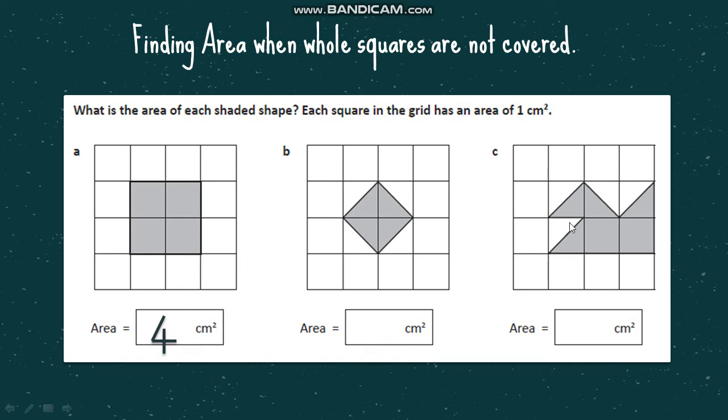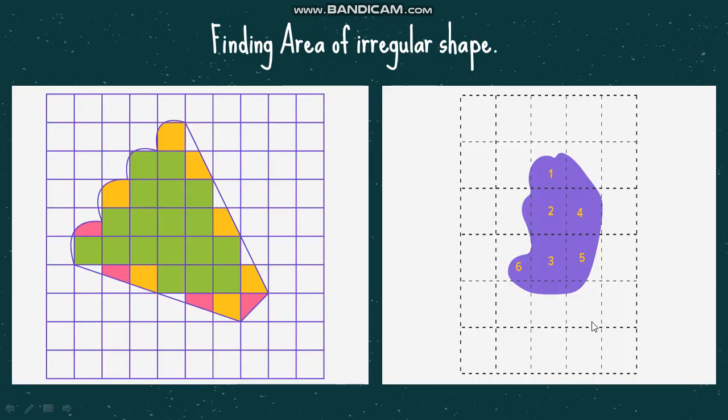Similarly, if you see here, there are both whole squares and half squares. First let's count the whole squares. 1, 2. So 2 plus this together becomes 1, this together becomes 1. So 1 plus 1, 2, 3 and 4. So the area of this particular shape is 4 centimeters square.